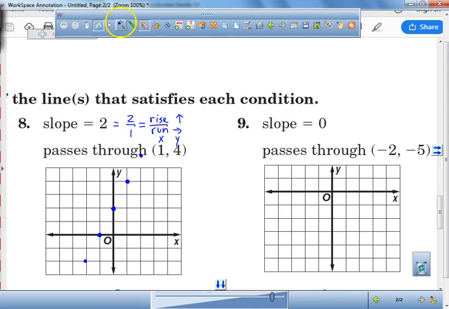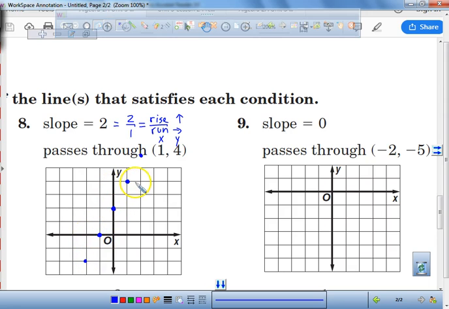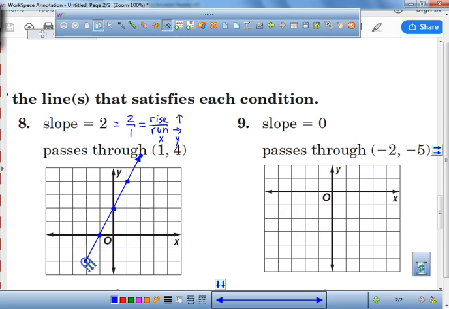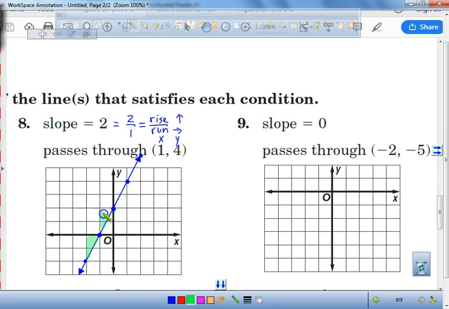So how could you check to see if you did it correctly? Well, let's check it. Up 2 over 1. Up 2 over 1. It works. So go ahead and draw on your line. Draw a nice straight line. Okay? And then I want you to shade in your stairs. Look, it goes up 2 over 1. It keeps doing that. That's the pattern.